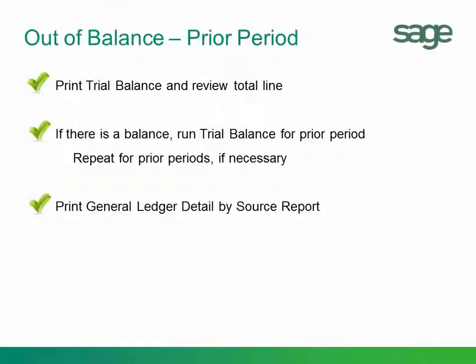You'll print the trial balance report for all accounts including beginning balance, activity, and ending balances, and then you can print the general ledger detail by source report to help you find the out of balance entry. You'll want to print the report for all journals, all batches, and for the date range of the period out of balance. After you've located the out of balance entry, you can refer to the original register to determine what portion of the entry is incorrect.